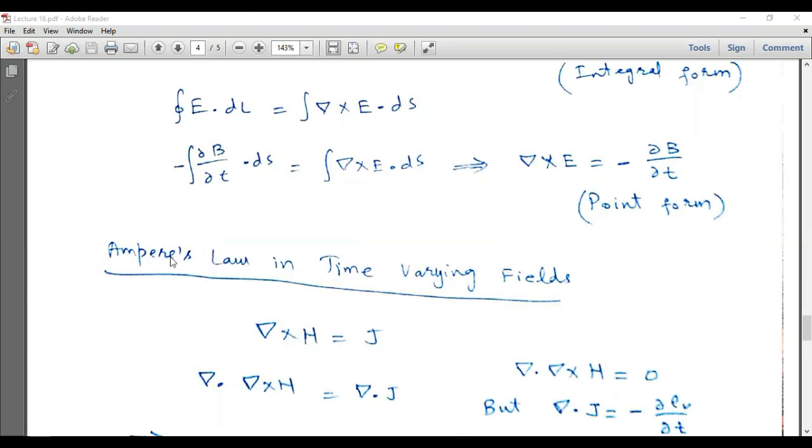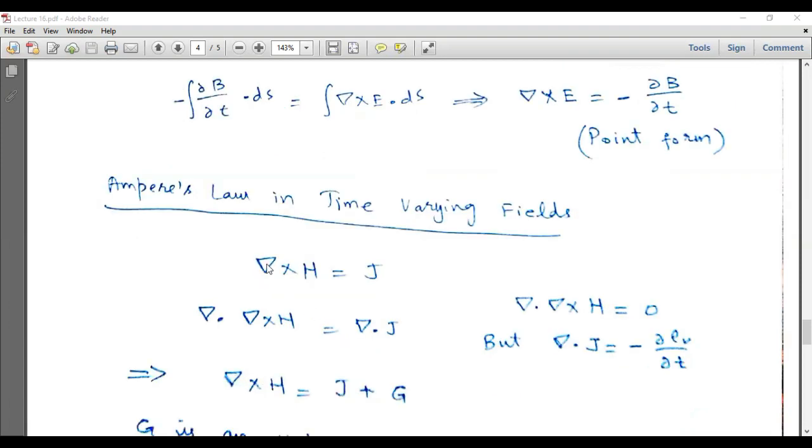Now we can write Ampere's law in time varying fields. We know that according to the point form of Ampere's law, del cross H is equal to J. Let's evaluate the dot product of the vector operator on both sides. So del dot del cross H will be equal to del dot J, and del dot del cross H will be equal to 0. If we take the divergence of the curl of any vector field, it will always be equal to 0. This is the property of the vector operator.